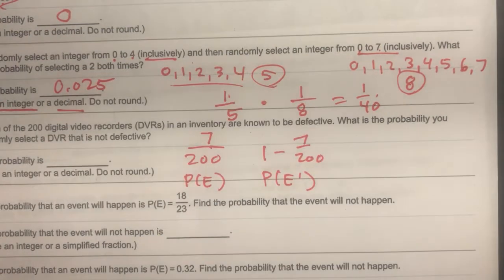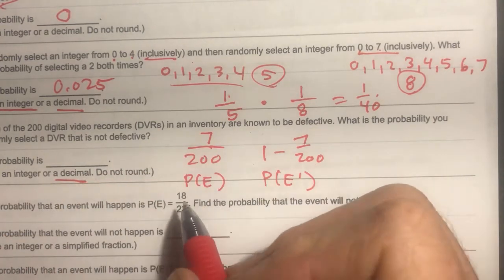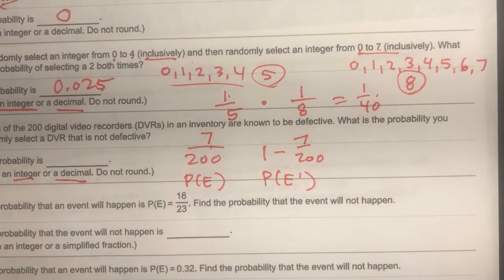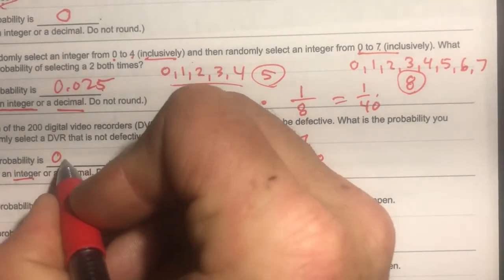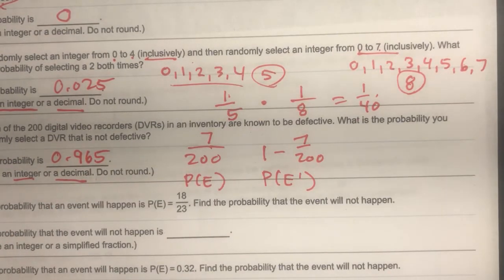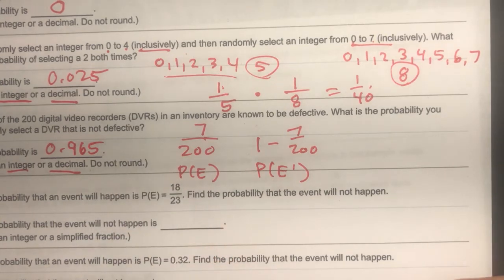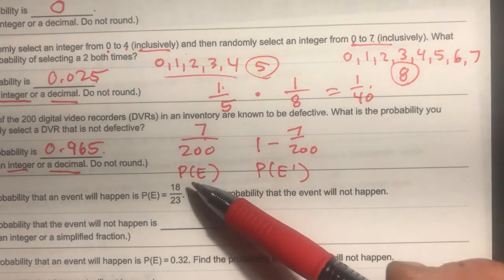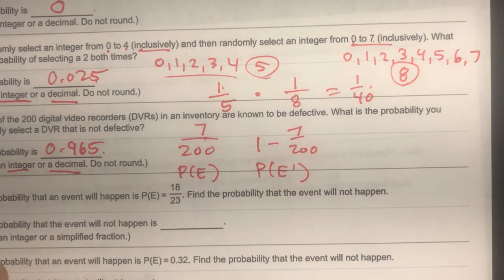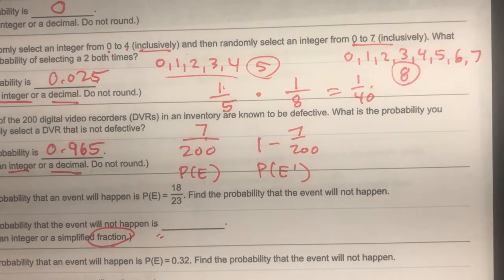But you have to pay attention here because it says type a decimal or an integer. All right, so that's my answer there, 0.965. I thought it was going to ask for a fraction. Well, it didn't say fraction. I guess maybe I saw this fraction down here and I was thinking it had to be a fraction. But you got to pay attention to what it wants your answer as. So this one here says fraction, so we got to have it as a fraction.